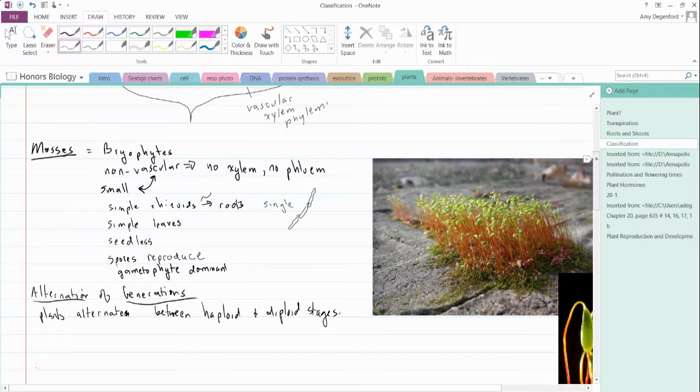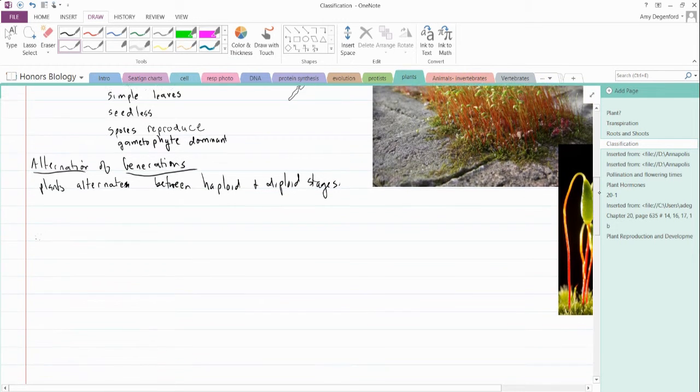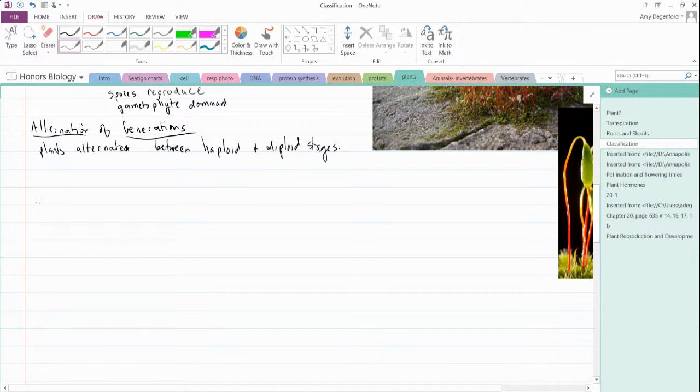Now, in order to understand what this means, we have to take a step back and take a look at just how strange plant reproduction is. Plants reproduce in a system called alternation of generations. Alternation of generations refers to the idea that in a plant life cycle, we see an alternation of haploid and diploid stages.